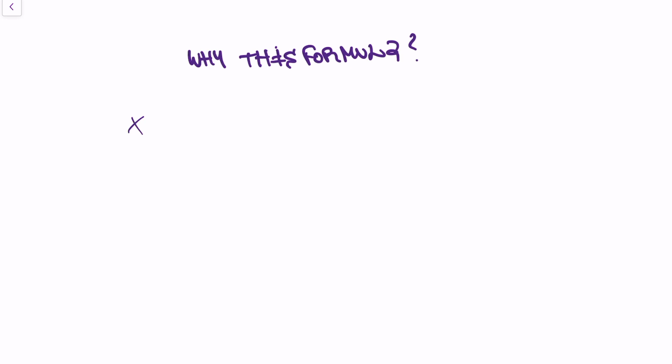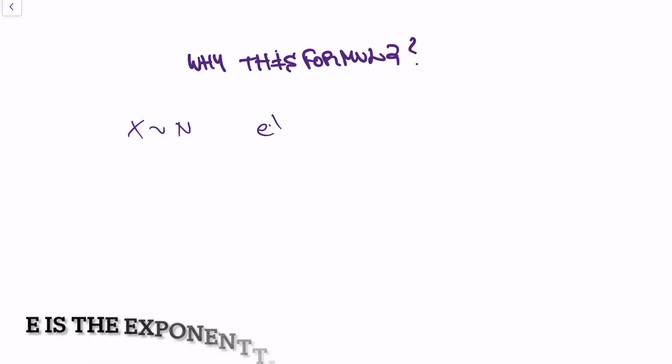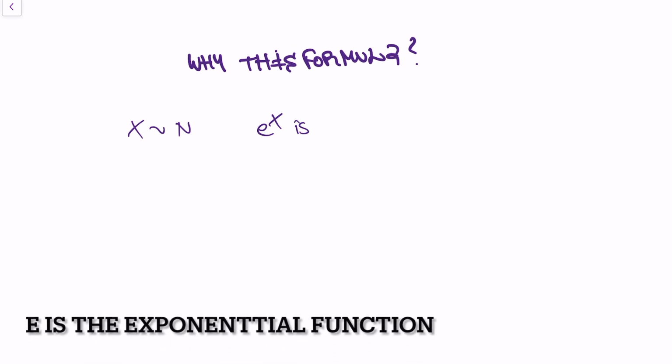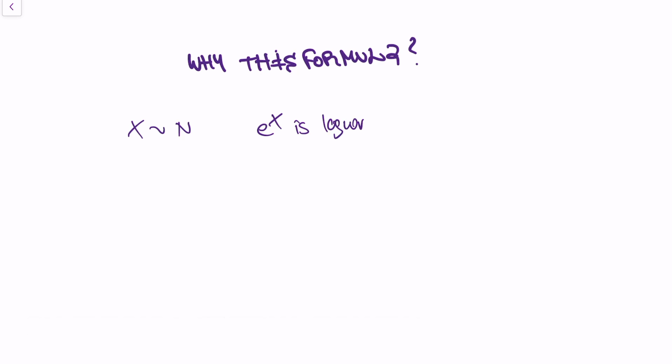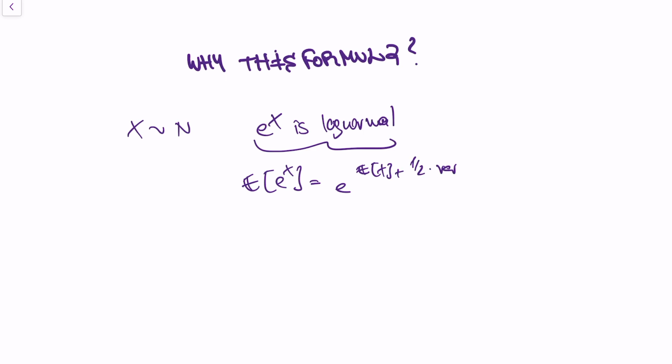So let's say x is a normally distributed random variable, then e to the power of x is log normal. And if we want to get the expectation for e to the power of x, then there's a formula. So the expectation for e to the power of x is given by e to the power of the expectation of x plus 1/2 times the variance of x. This is just the formula for the expectation of a log normal random variable.